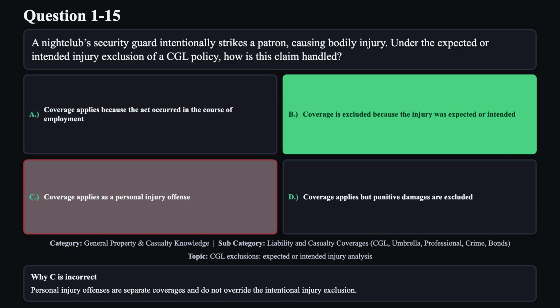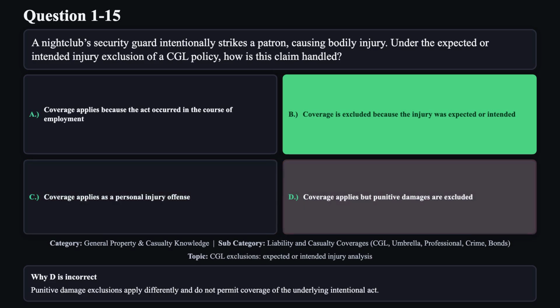Reason C is not correct. Personal injury offenses are separate coverages and do not override the intentional injury exclusion. Reason D is not correct. Punitive damage exclusions apply differently and do not permit coverage of the underlying intentional act.